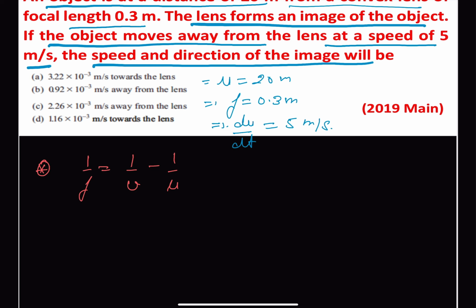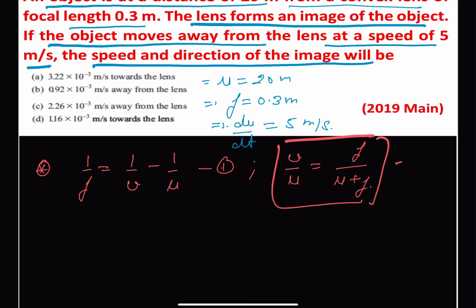And from here we can write this as, let me call this as equation 1, and we can just modify it and find the relationship of v upon u, and that will be coming as f upon u plus f. So let us call this equation number 2.